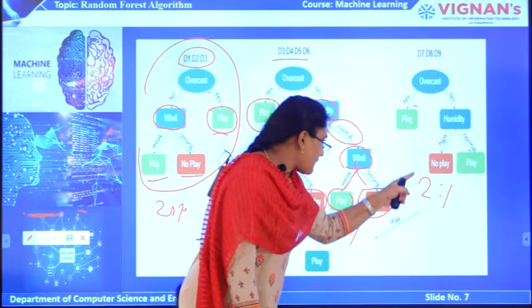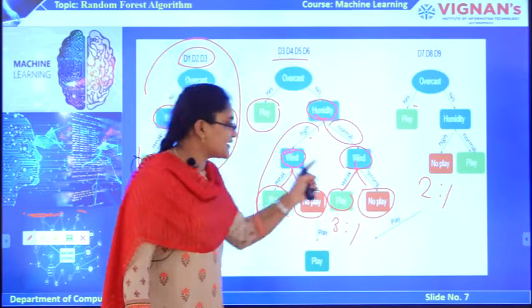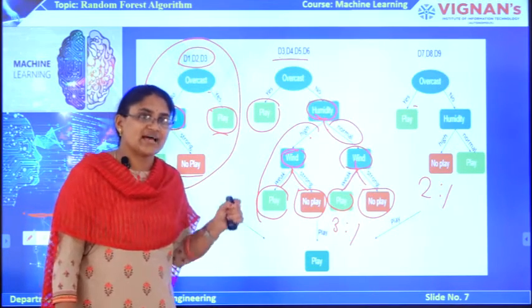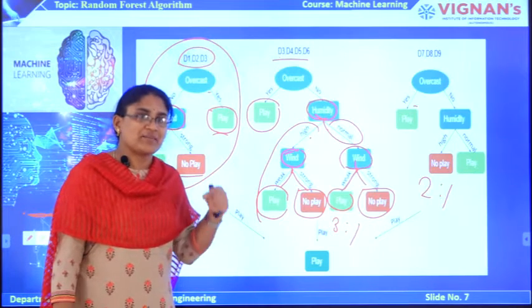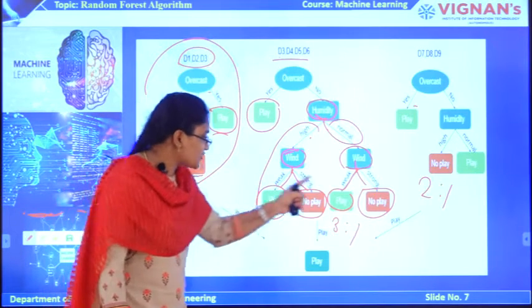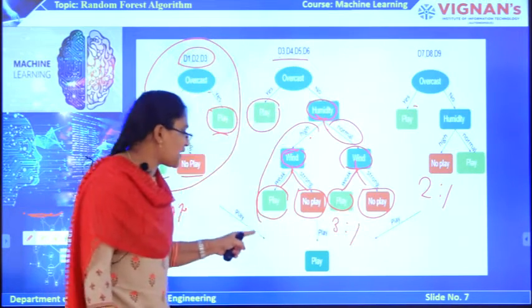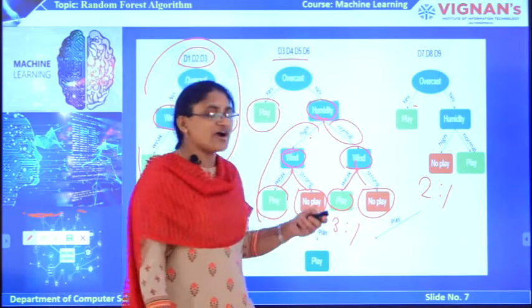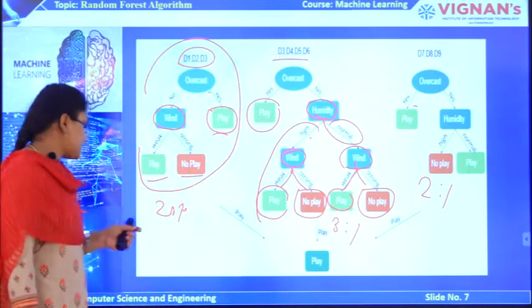After completion of all the predictions of the decision trees, we have to apply the voting classifier or the averaging method. If I apply the voting classifier, it gives the final prediction as play for our final model. This is how the random forest algorithm works.